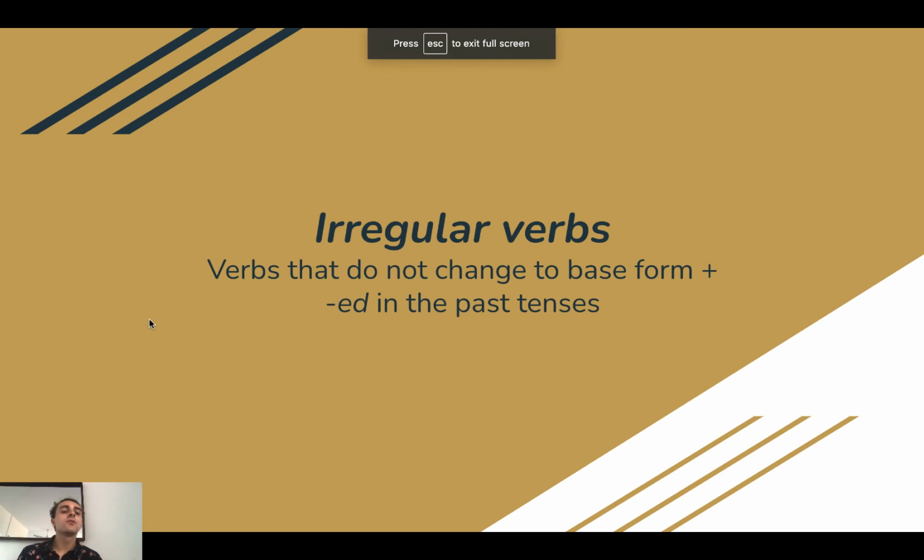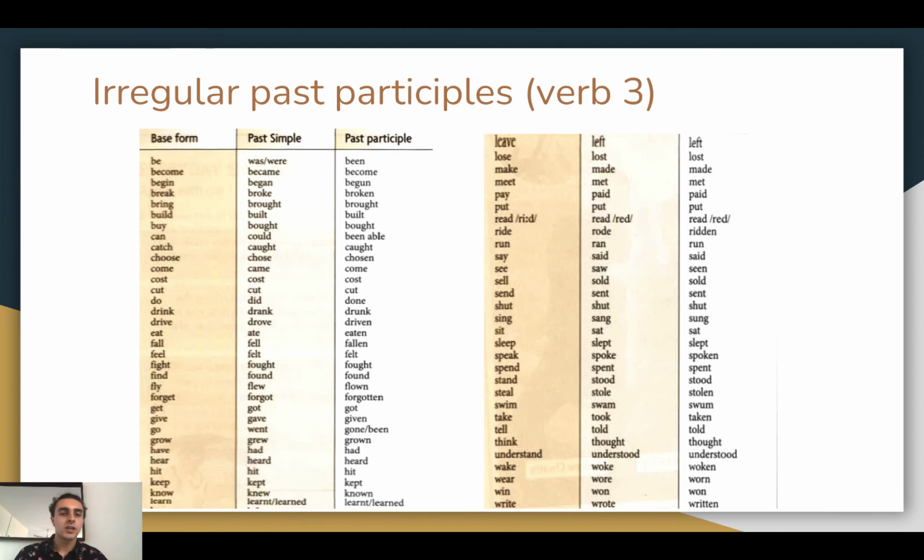Okay, so now that you've learned some of the forms, how to form the passive and different forms of the passive, you do need to also study irregular verbs, because you have to know what the past participles of verbs are in order to form the passive voice. So irregular verbs, to remind you, are verbs that do not change the base form plus ed in the past tenses. So this is in your book, at the end of the book. So please, look at these.